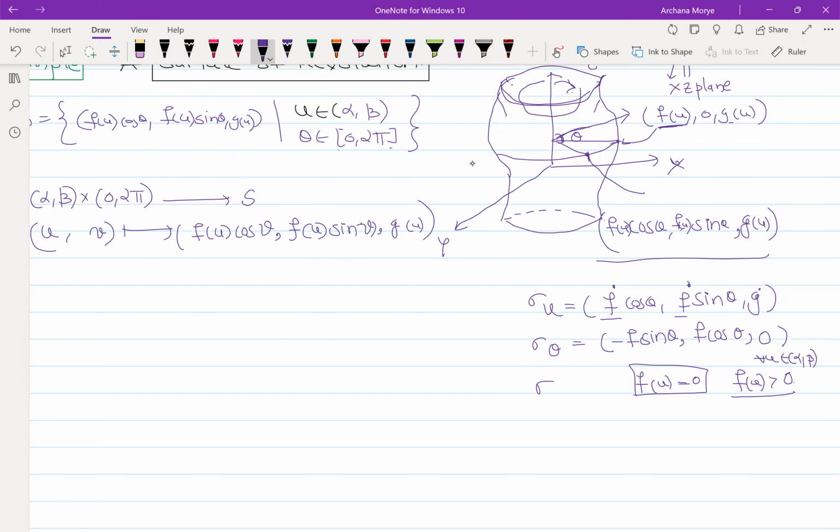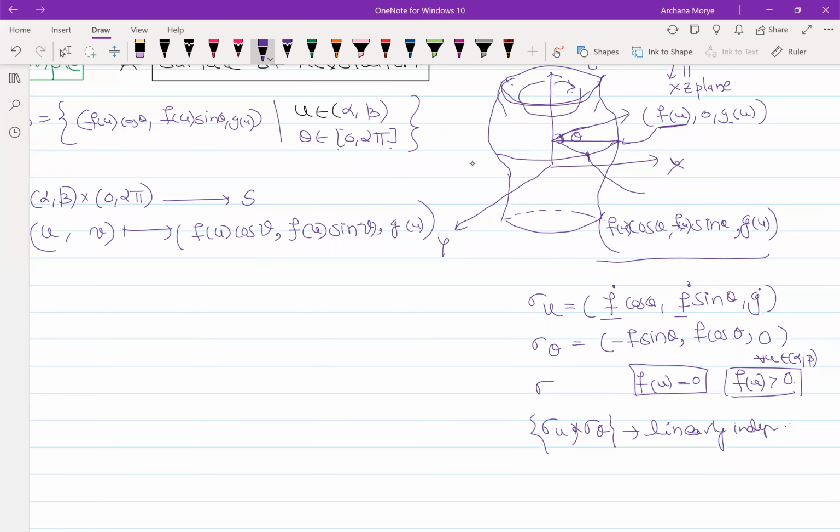Do you remember that if I want to say that this curve is smooth, what condition is required? We need this sigma u cross sigma v, or sigma u comma sigma v, they should be linearly independent, right? So the first condition is this.